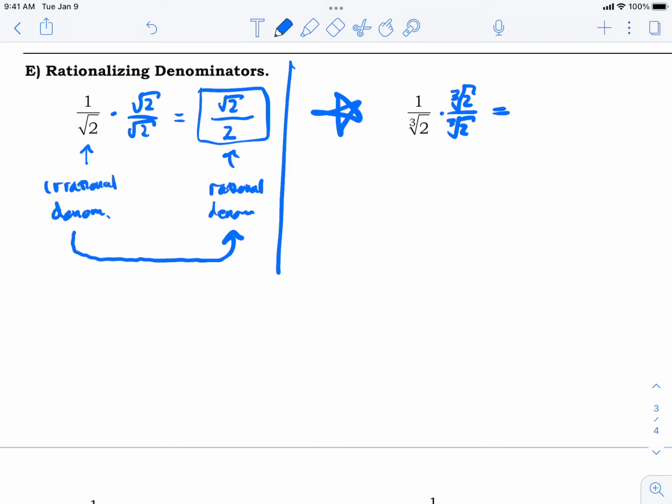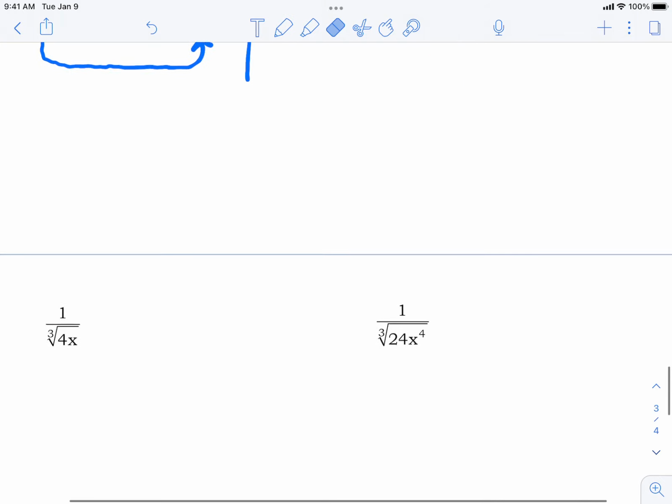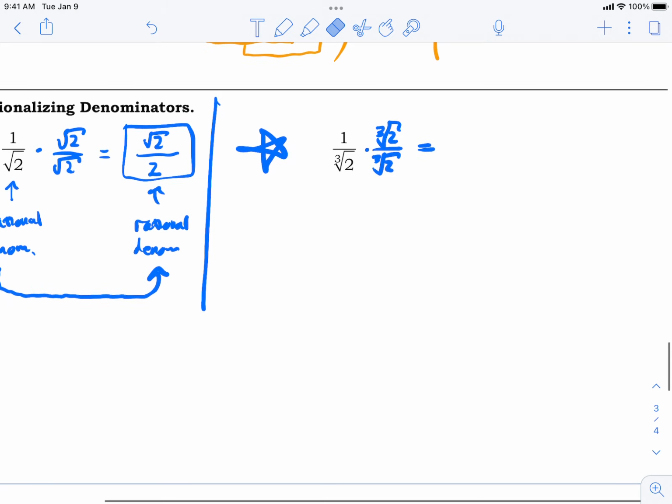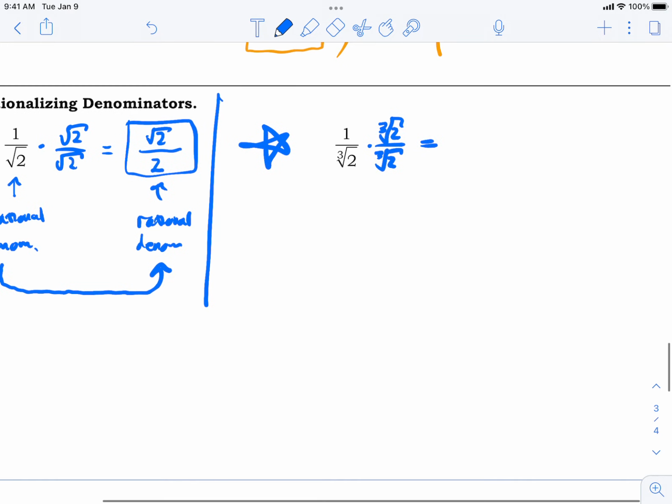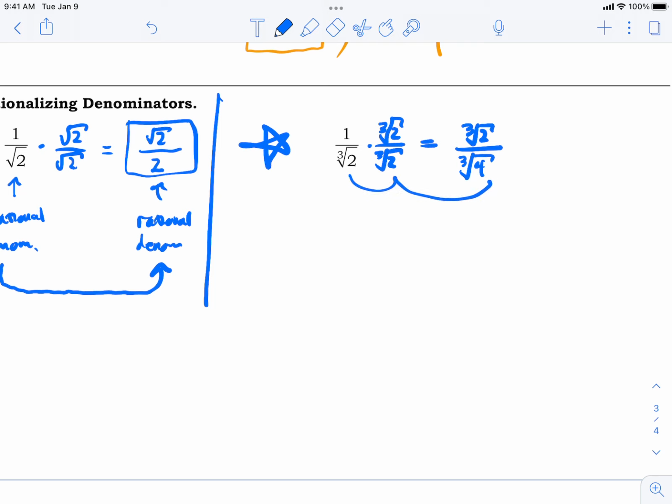If I were to do what I did here, which was to basically make a duplicate and multiply top and bottom, right? If I do that here, does that actually work? 1 times the cube root of 2 is the cube root of 2 on top, fine. But the cube root of 2 times the cube root of 2 is not 2. The cube root of 2 times the cube root of 2 is the cube root of 4, and the cube root of 4 does not come out even. Oh. See, here's the thing.